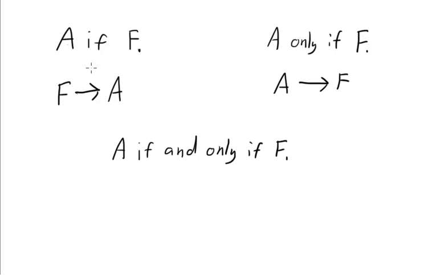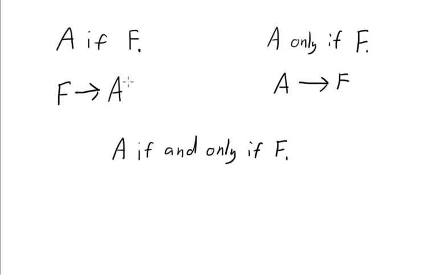I've taken the if from here, and I've taken the only if from here, and I've put them together. That's A if and only if F. Well, the if here signifies a sufficient condition, which implies that F is a sufficient condition. But the only if signifies a required condition, which means that F is also the required condition. So what do we do with that?